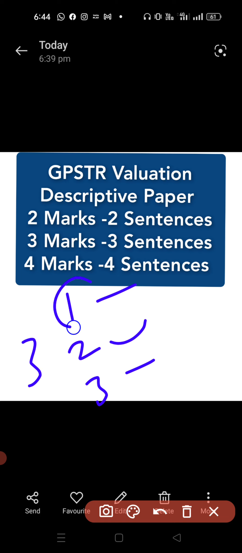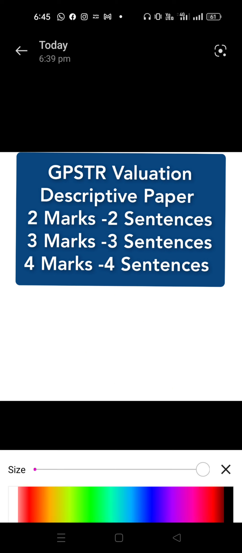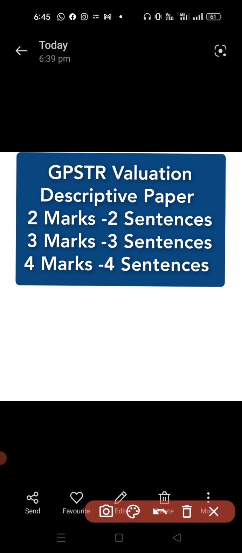Assume that you have written the first law of motion, but the second and third are related to something like the law of gravitation. Obviously those marks are not going to be considered. Only the first one is considered, and one mark is going to be given. The second point and the third point they are not considering. So your answer should be specific.